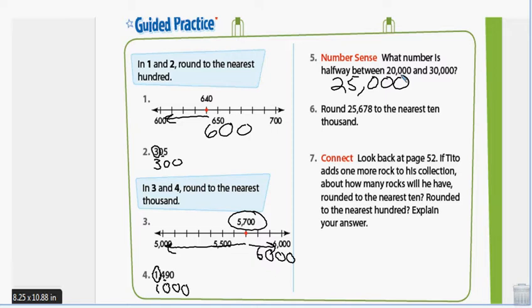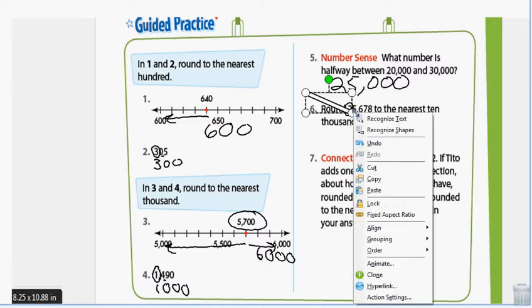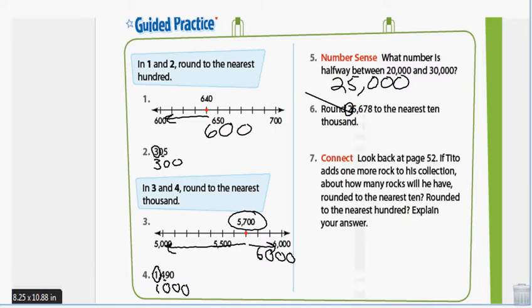Okay, in number 6, round 25,678 to the nearest 10,000s place. So I'm going to circle the place value that I'm rounding to, the 10,000s place. I underline the digit that tells us what to do. And the 5 is telling the 2 to go up, so it becomes a 3. The 5 becomes a 0, and everything to the right becomes a 0. So 25,678 to the nearest 10,000 is 30,000.